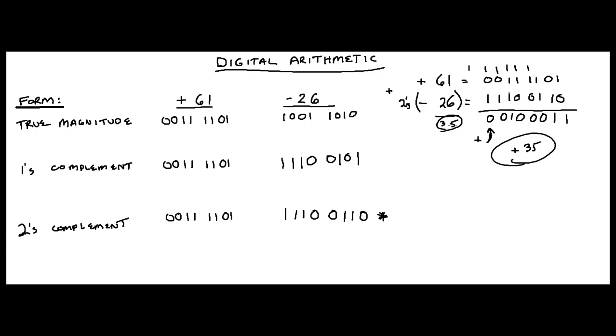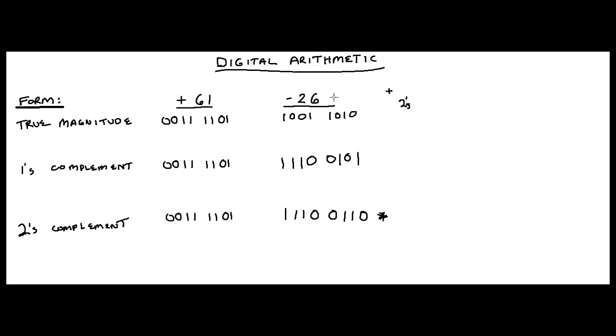All right. Let's try a second one, shall we? But this time I'm going to reverse it. We're going to have 26 and subtract 61. All right? So we're going to take positive 26 and we're going to add to it negative 61.